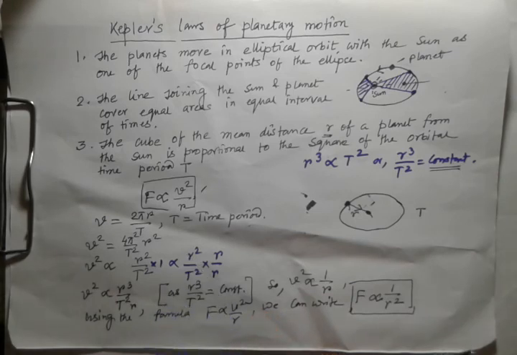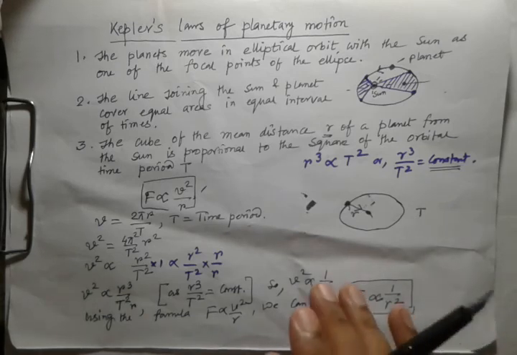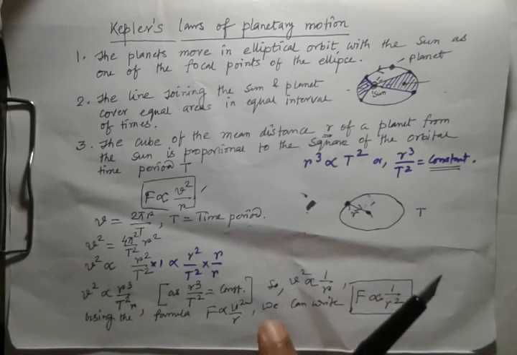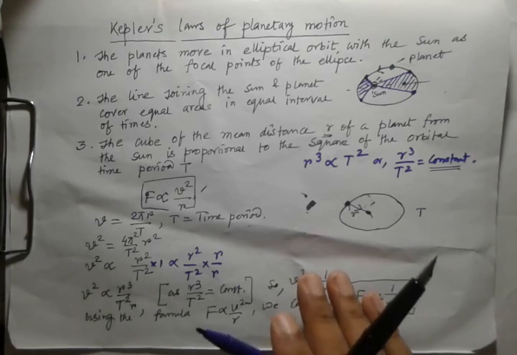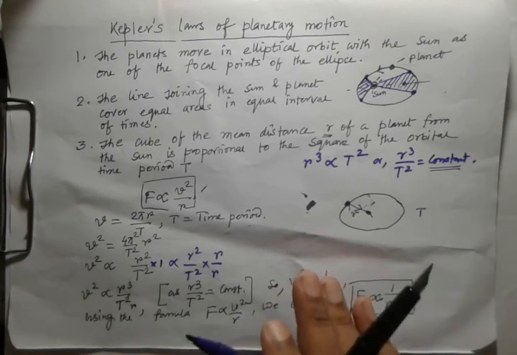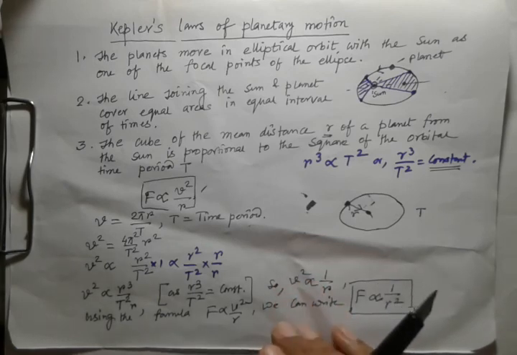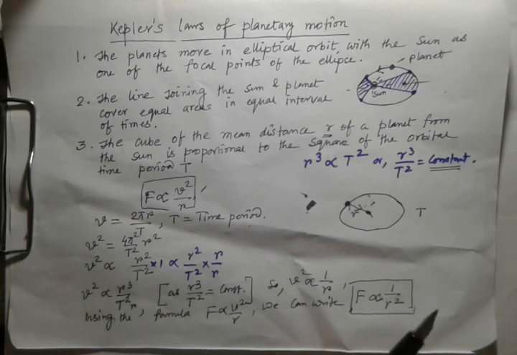In such motions, the moon revolves around the Earth due to the centripetal force. According to Newton's third law of motion, to every action there is an equal and opposite reaction. As the Earth attracts the moon towards its center, the moon also attracts the Earth towards its center with equal force. The sea tide is an example of this fact. So this is the explanation of Newton's inverse square law. Today is up to this. Thank you very much.